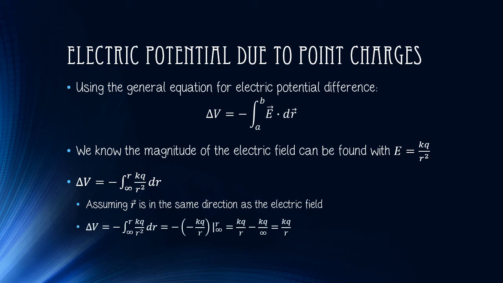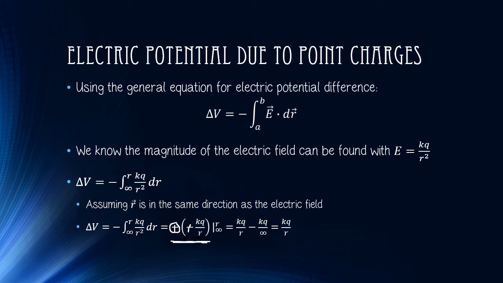But evaluating that expression, you'll see that we're starting out by taking the integral of KQ over R squared. The integral of KQ over R squared is negative KQ over R, and I still have the negative sign right here from the expression itself. So those two negatives would cancel out to become a positive. And I'm evaluating that between R and infinity.